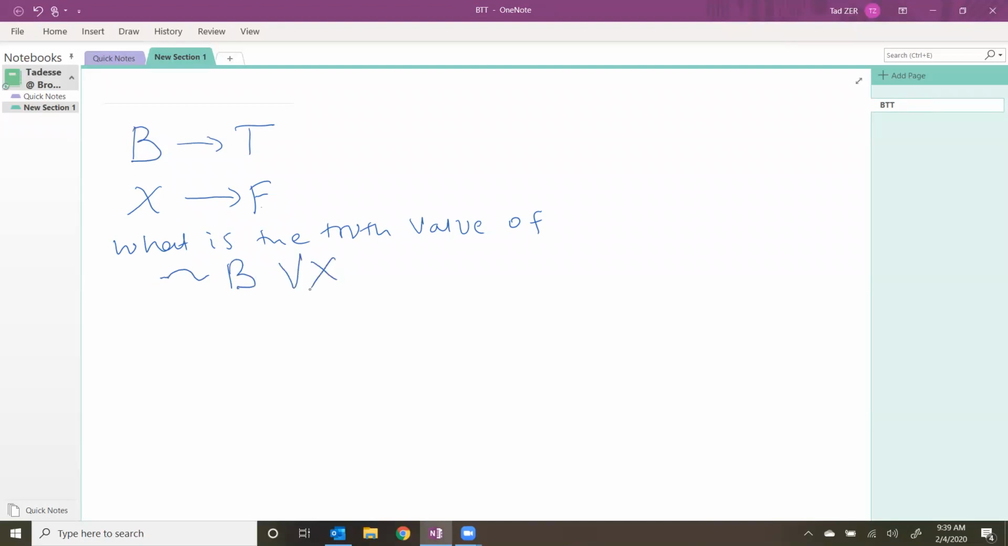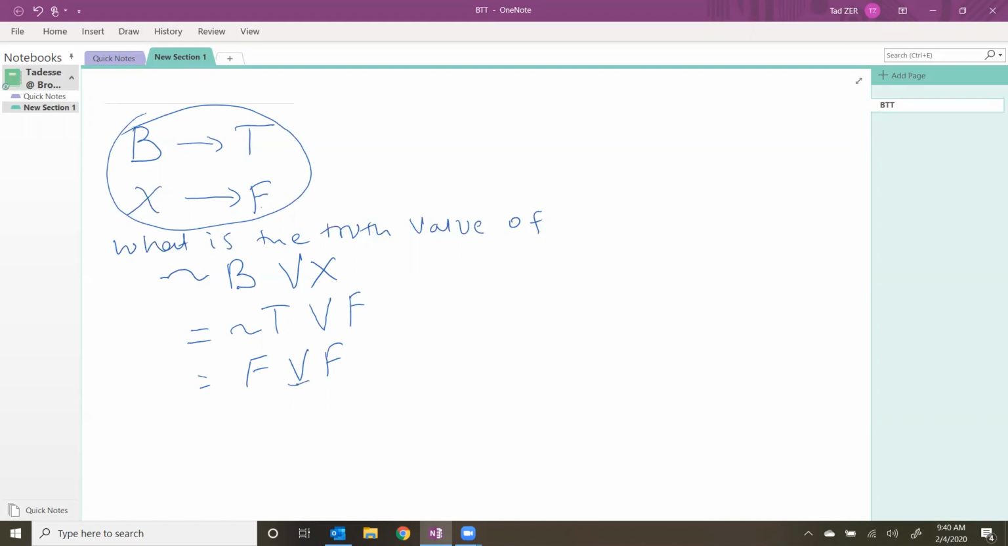I see some people do a truth table for this one, but that is wrong. A truth table is for when you don't know any truth value, so you want to list all the possible values. But in this case, you are explicitly given that B is true and X is false. So what you need to do is, the negation of B, what is the truth value of B? True. Or X, what is the truth value of X? False. What is the negation? Negation means the opposite. If it is true, it will be false. If it is false, it will be true. So this is false or false.